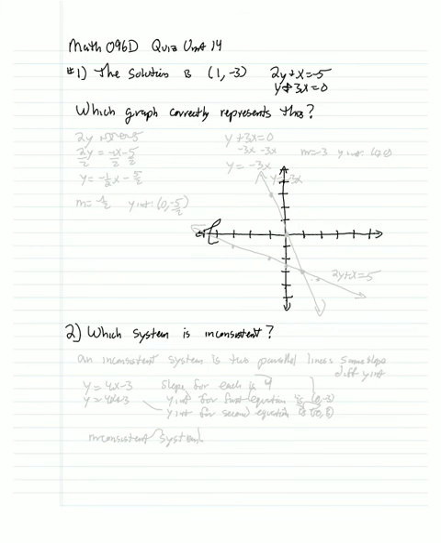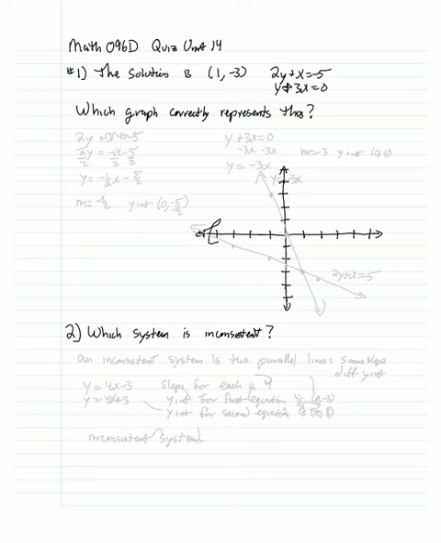Okay, this is one of the quiz questions. It says the solution is (1, -3), and then it gives us the two equations, where this is the solution where they cross: 2y + x = -5, and y + 3x = 0.